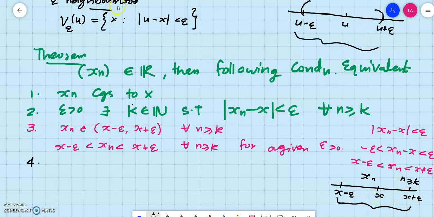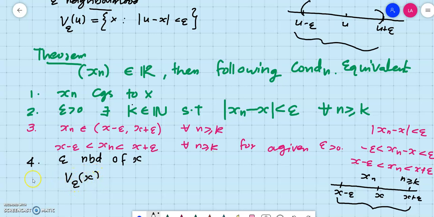We have already defined that an epsilon neighborhood v epsilon of u is the collection of all points x such that u minus epsilon is less than x less than u plus epsilon. That is, if the point is in between u minus epsilon comma u plus epsilon, we can say that the point is in the epsilon neighborhood of u. Here the points xn belong to x minus epsilon comma x plus epsilon, which is what we called the epsilon neighborhood of x, that is v epsilon of x.